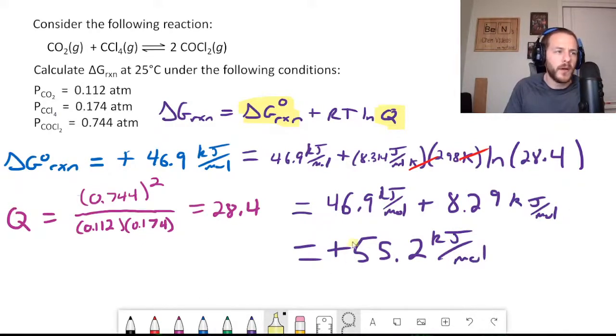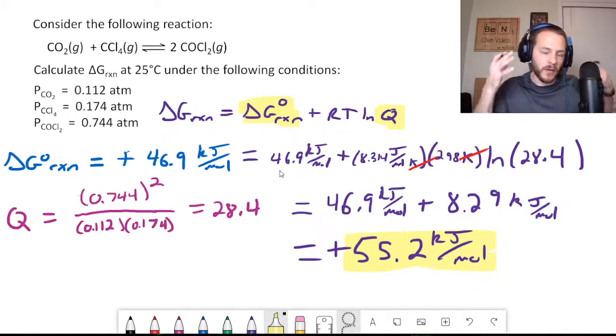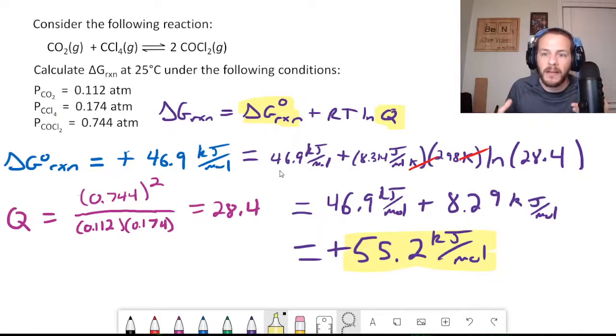Positive 55.2 kilojoules per mole, which means that under these conditions, the forward reaction, the reaction of CO2 and carbon tetrachloride becoming phosgene, is not spontaneous. The reverse reaction, where the 2 moles of phosgene decompose into CO2 and carbon tetrachloride, that is spontaneous under these conditions, right? Okay, so there's delta G applied to non-standard conditions. I certainly hope that that was helpful.